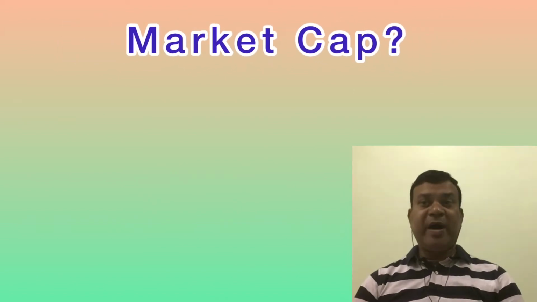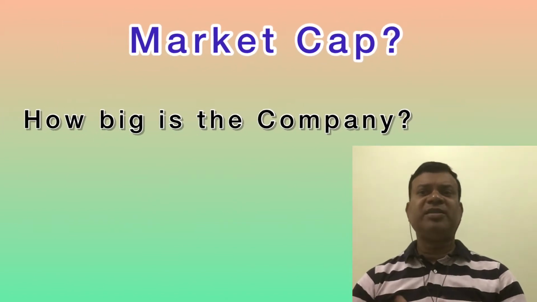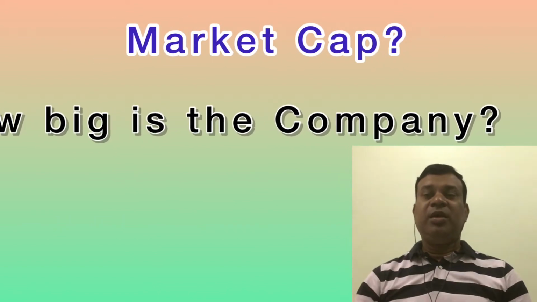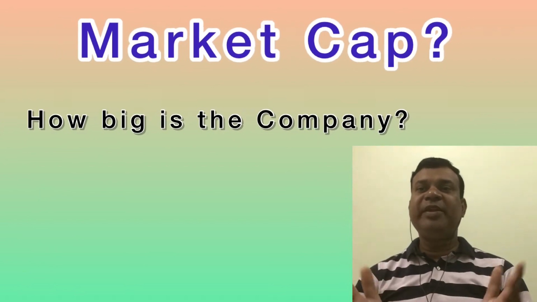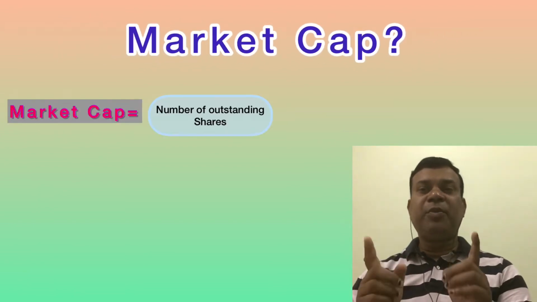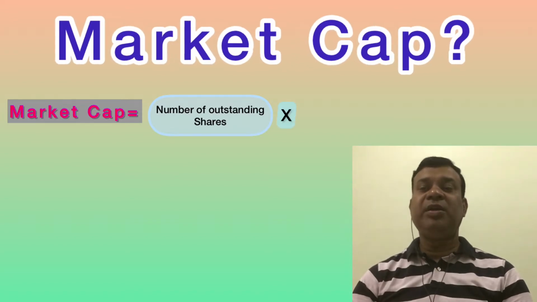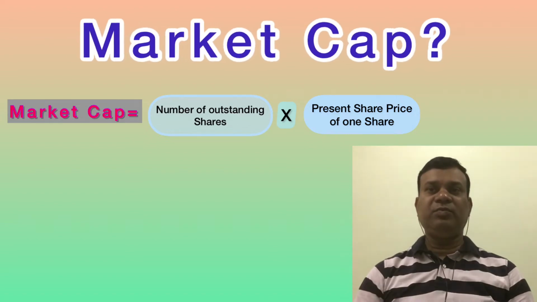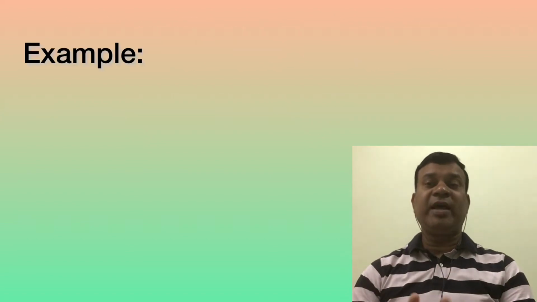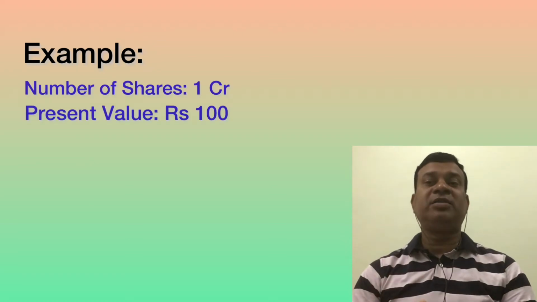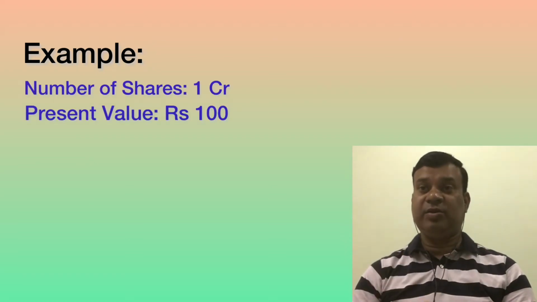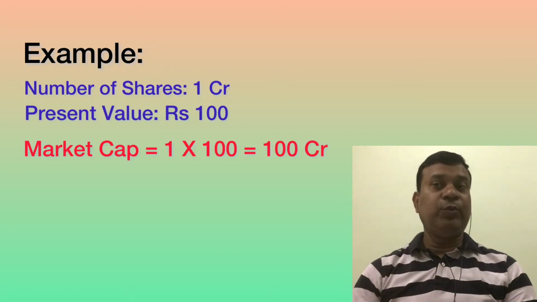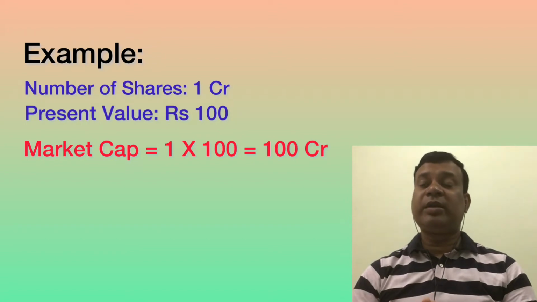Let's begin. Market capitalization, or market cap, is simply a barometer which decides how big the company is. Mathematically, the market cap of a company can be calculated as the number of outstanding shares of the company multiplied by the present price of each share of the company. For example, if a company has issued 1 crore shares and the present value of each share is 100 rupees, its market cap will be equal to 1 crore into 100, that is 100 crore rupees.